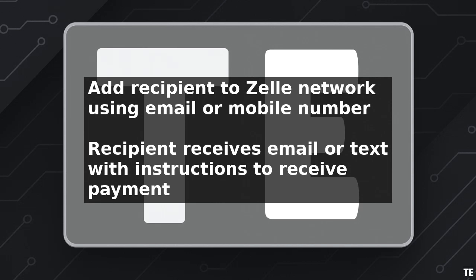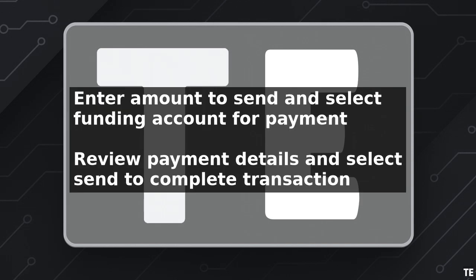To send money with Zelle, simply enter the amount you want to send and select the account you want to use to fund the payment. You can use your checking or savings account to send money with Zelle. Review the payment details to ensure everything is correct and then select Send.